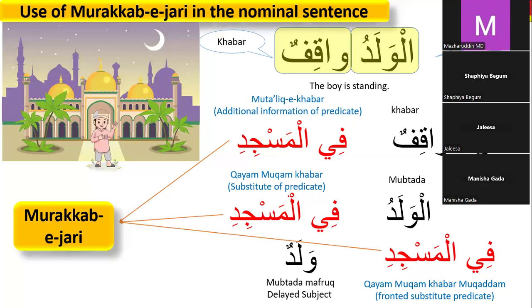Assalamualaikum. Walaikum assalam. May I ask, are murakkabe jari and ismul jar the same? Ismul jar, what is this? Harfi jar and isme majroor, this is the combination of murakkab jari. So yes, it's the same. Jazakallah khair. Fi is harfi jar, am I right? And al masjidi is isme majroor, so it is murakkab jari.